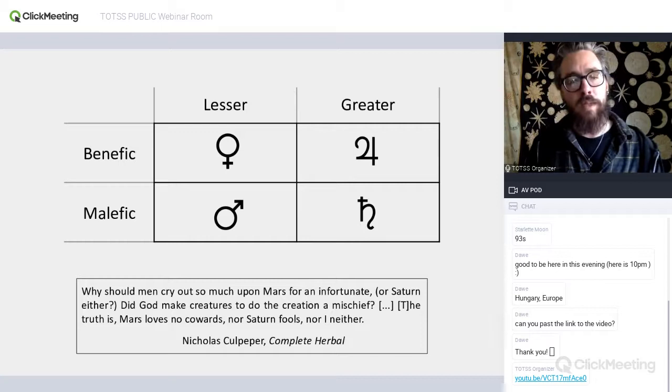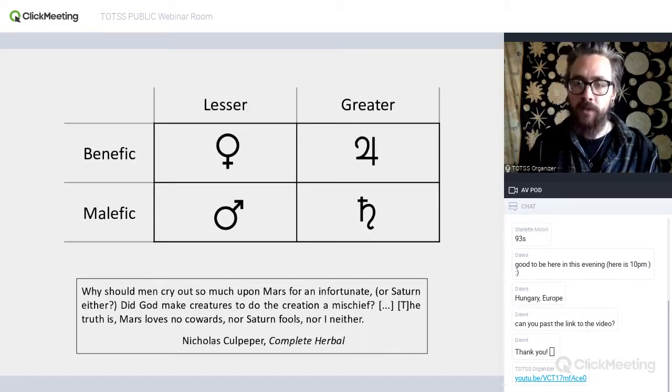We can also think of them in terms of speed. Transits from Venus and Mars are much faster, so they tend to be a little bit, not exactly surface, but not as deep and profound and long-lasting as the slower planets. Jupiter and Saturn, in their cycles, tend to talk about bigger and more fundamental and slower changes, whereas Venus and Mars are a little closer to the surface and are faster. And that's another way we can think about speed.